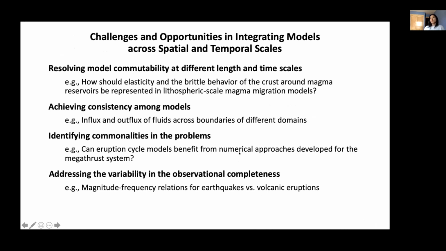And so to discuss, there are many challenges we have, and we wanted to group them in a certain way such that it's easier for us to discuss. Leif and I worked on this, and there are four groups that we recognize. One is resolving model compatibility at different length and time scales. An example of a problem would be, how can elasticity and brittle behavior of shallow material be represented in large scale, in this case, magma migration models?